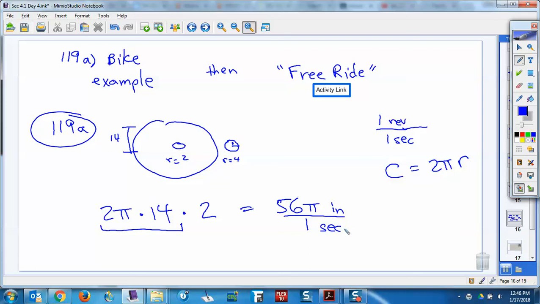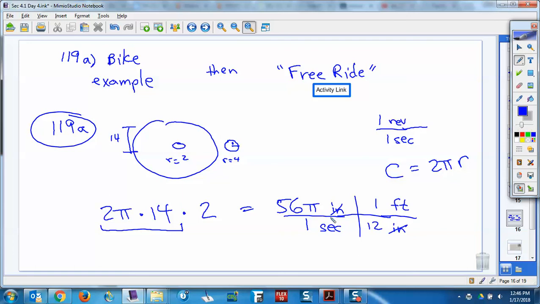Okay? So this goes around once in a second, means this is going to go around twice in a second. How far did it go around? It went around 56 pi inches in 1 second. That's how far the bike's going to travel. We just found the speed of the bike. Now, they first wanted it in feet per second, so we got to keep going. So how do we convert that to feet? Well, there's 12 inches in 1 foot. So we're going to do that.